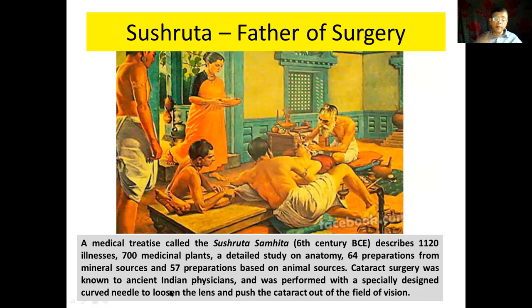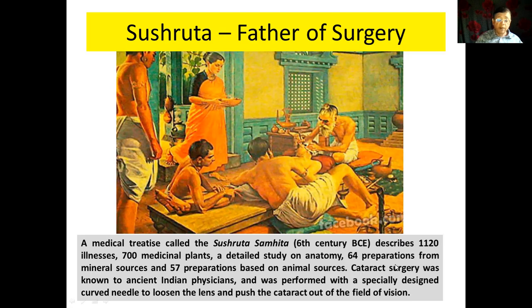In the field of medicine, India had made very important contributions. One of the most famous surgeons of Indian origin is Sushruta, who was a part of the Taxila University, where he taught medicine. A medical treatise called Sushruta Samhita, 6th century BC, describes 1,120 illnesses, 700 medicinal plants, a detailed study on anatomy, 64 preparations from mineral sources, and 57 preparations based on animal sources.